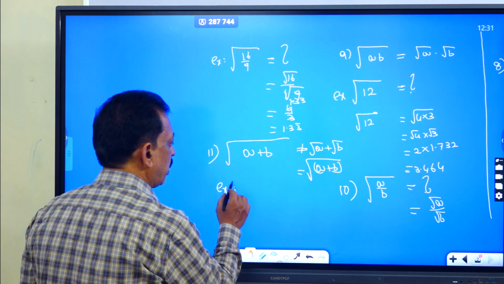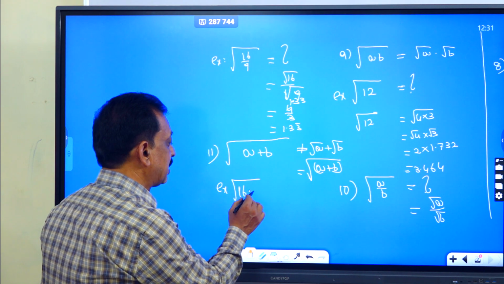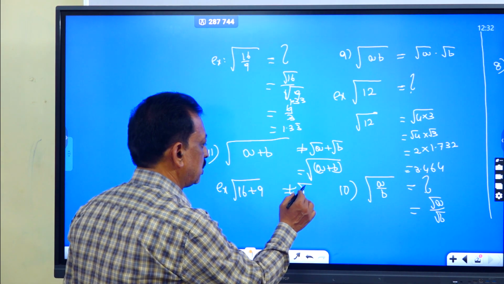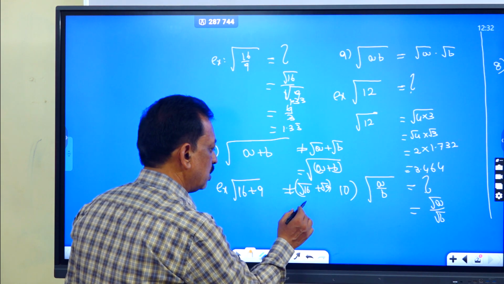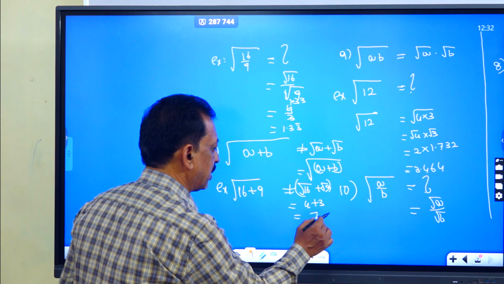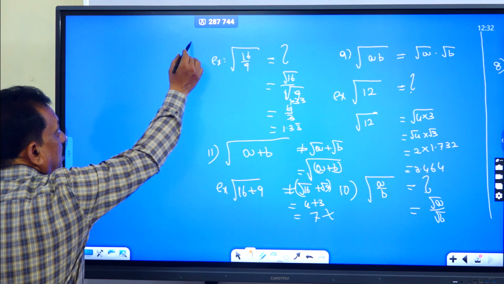So example, square root of 16 plus 9. Actually this is not equal to root 16 plus root 9, I am writing both. Root 16 plus root 9 is wrong. If you do it, it will come 4, and 3, that is equal to 7. But it is not correct. This is wrong, done by mistake, suppose.